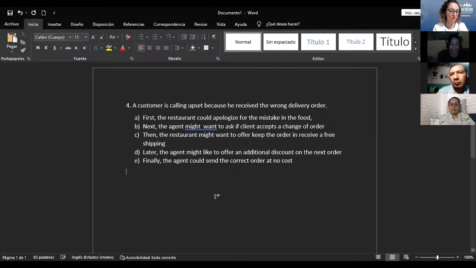Okay. First, the restaurant called apologize for the mistake in the food. Next, the agent might want to ask if the client accepts a change of order. Then the restaurant might want to offer to fill the order and receive free shipping. Later, the agent might like to offer an additional discount on the next order. And finally, as a last option, a bottle of wine should be offered as an apology, and kindly say goodbye.